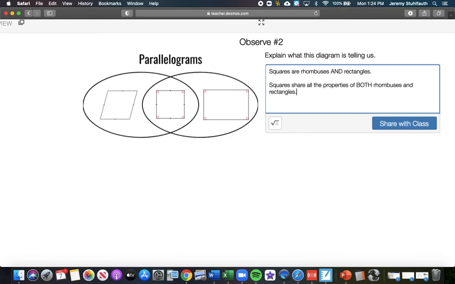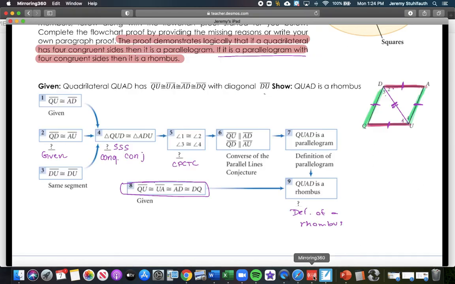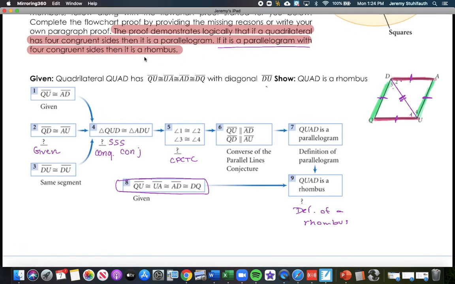Now, we're also given that all four sides are congruent. The definition of a parallelogram, given that all four of these sides are congruent, leads us to say that QUAD is a rhombus because that is the definition of a rhombus. Okay, and that is a general proof, and I forgot to share my screen back. So that is the general proof of showing that a quadrilateral that is a parallelogram with four congruent sides is a rhombus.